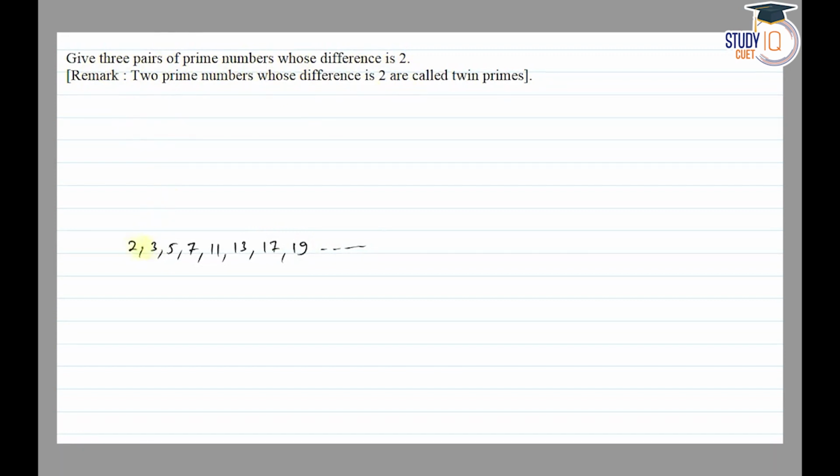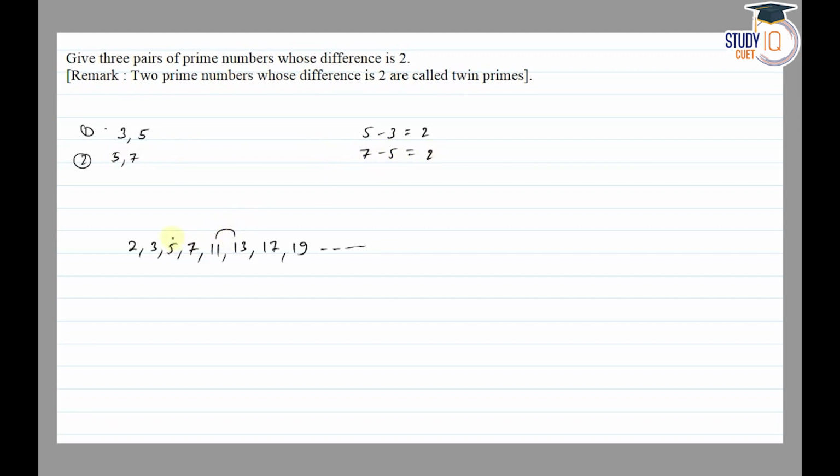So 2, 3 में हमारा 1 का difference है, 3, 5. So हो जाएगा first pair, 3, 5. ये हमारा difference भी हो जाएगा 5 - 3 = 2. Second हो जाएगा हमारा 5, 7. 7 - 5 = 2.